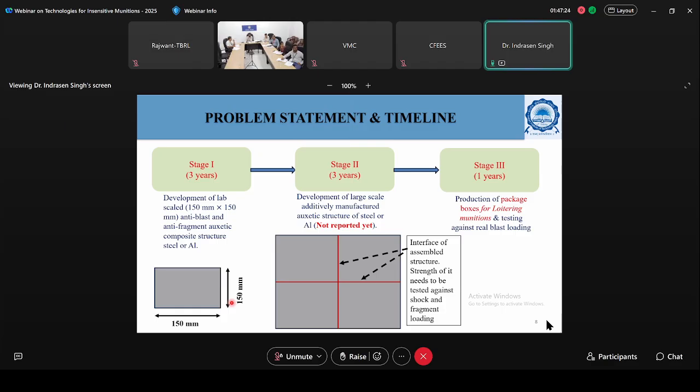So what we propose later, once we have developed this capability, is to develop a joining strategy for these small pieces, so that one can make a bigger structure. And this kind of work has not been done yet. Once this bigger structure is available, one can make actual package boxes for loitering munition. So there are 3 stages. Right now I'm focusing on stage 1 only. Later we'll focus on stages 2 and 3.